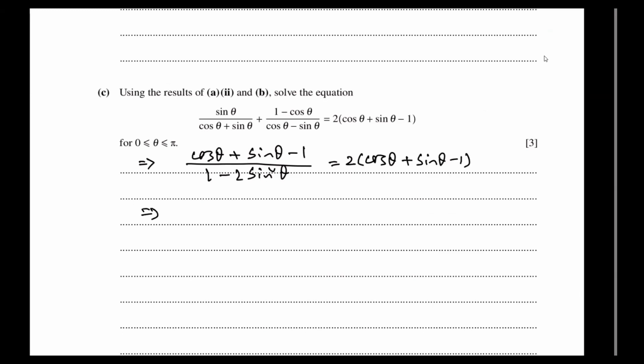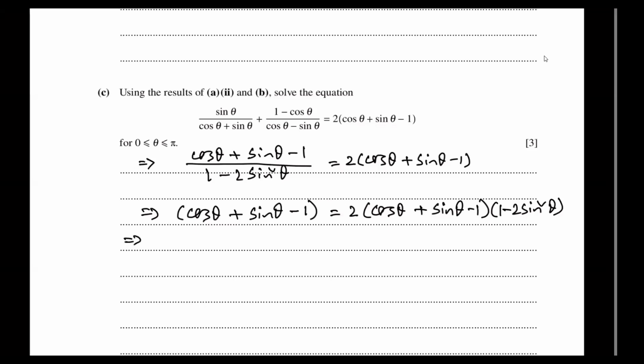So what we have here on the left-hand side, if you do the cross multiplication here, cos theta plus sin theta minus 1 equal to 2 times cos theta plus sin theta minus 1 into 1 minus 2 sin square theta. Now bring all the terms on the left-hand side.